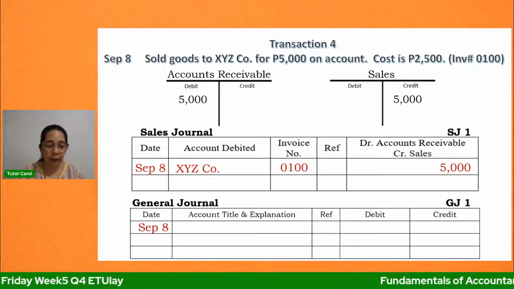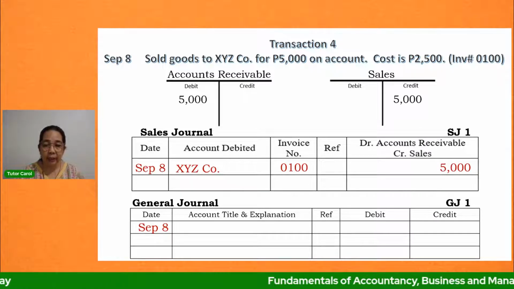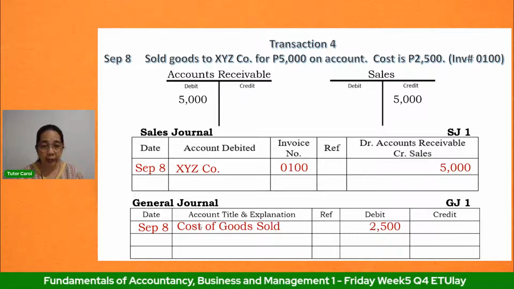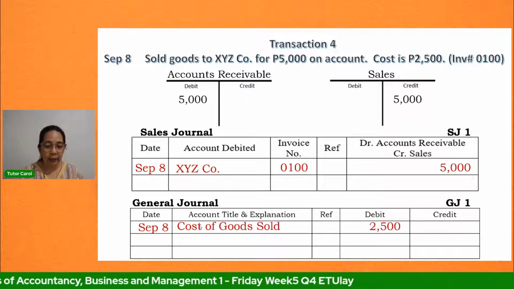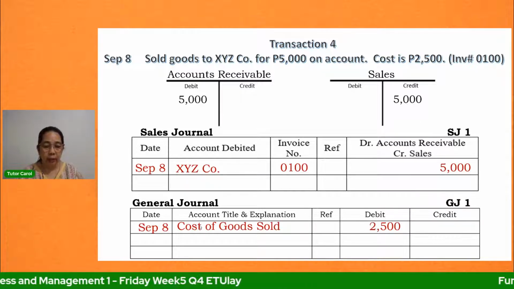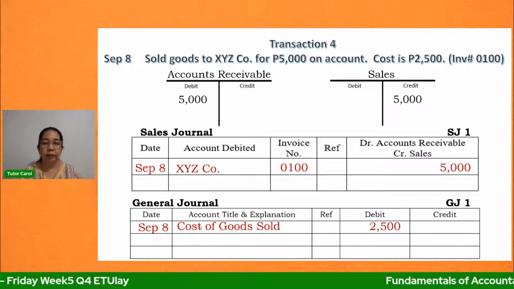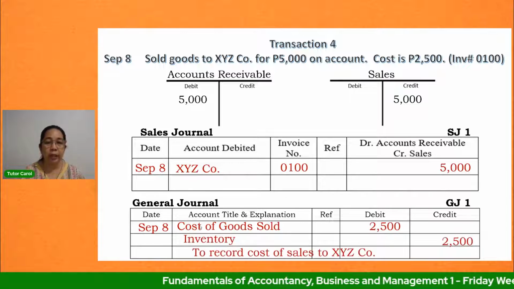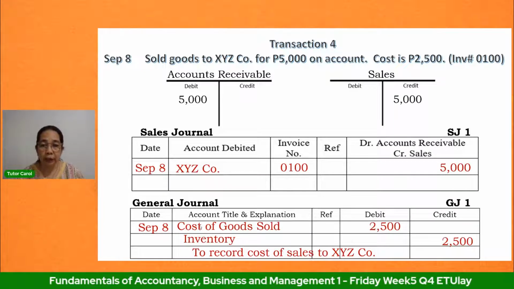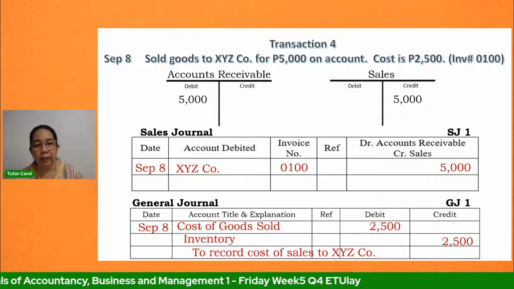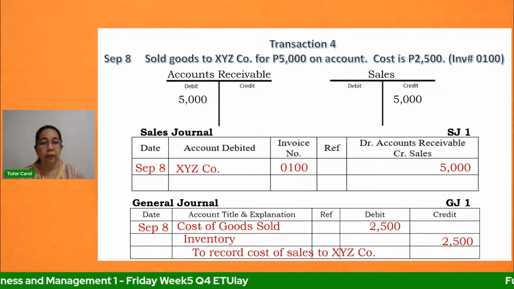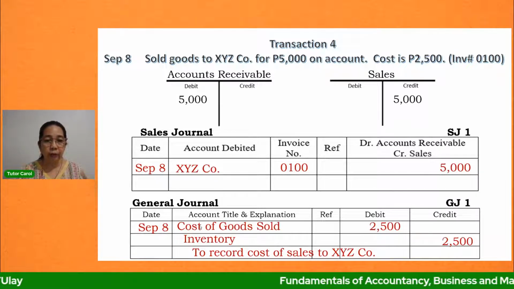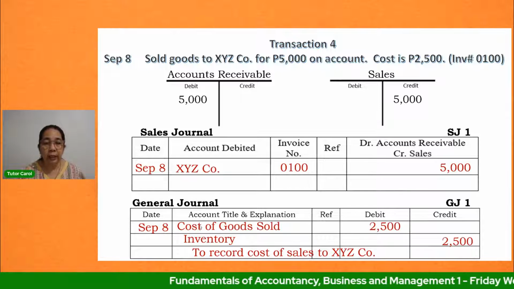Okay, so date niya September 8. So meron tayong debit, okay, cost of goods sold, okay, 2,500, and credit, okay, inventory, okay, 2,500. And our explanation, to record cost of sales to XYZ company. Nakasulat naman, cost is 2,500. So cost of goods sold, 2,500, okay, credit inventory, 2,500. Explanation, to record cost of sales to XYZ company.